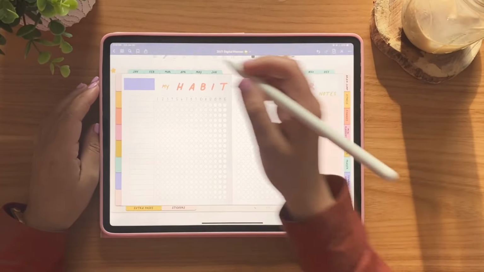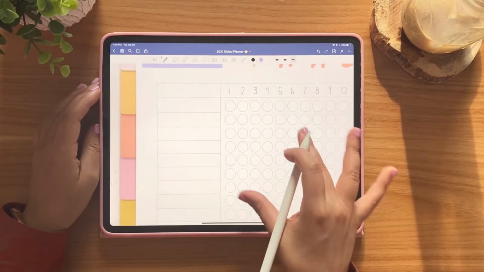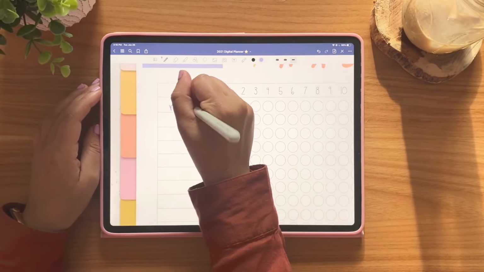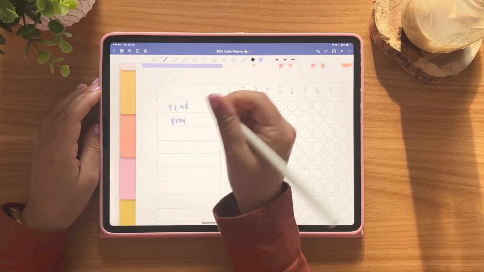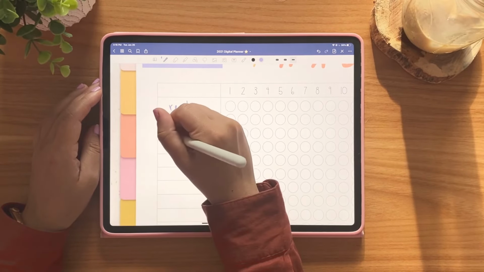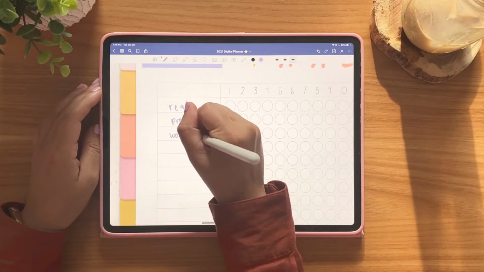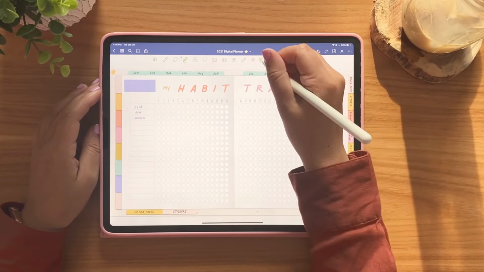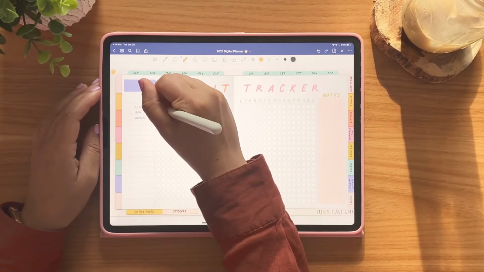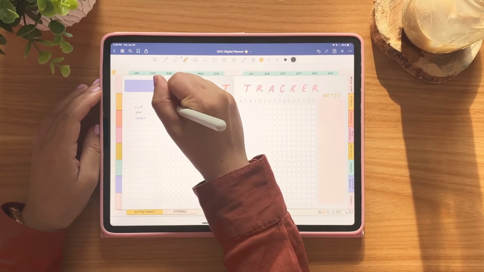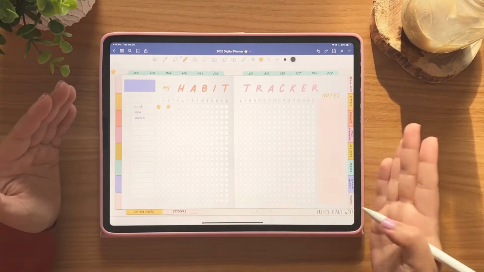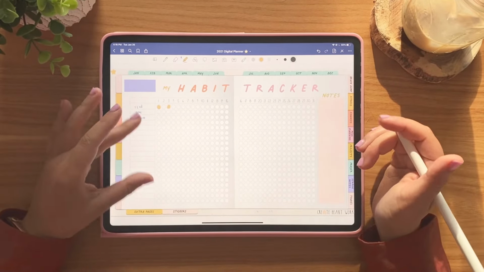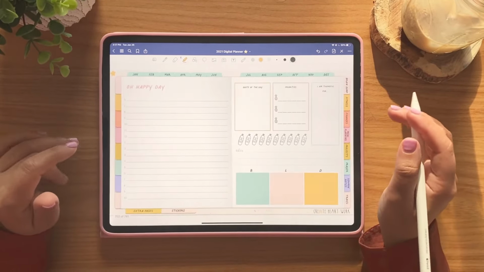So here what you can do is label all the habits for the whole month. Let's just say it's read, pray, work out. And then these represent the days of the month. Like, let's just say on the first I did read, on the second I didn't, on the third I did. And then when you're done, you can see at a glance where your habits were. So that's how you can use that one.